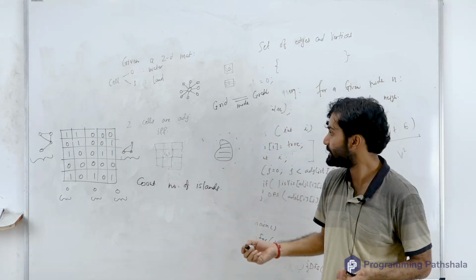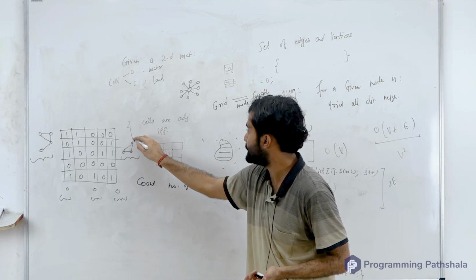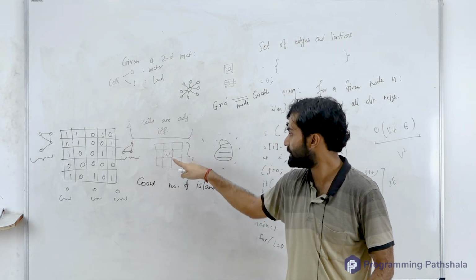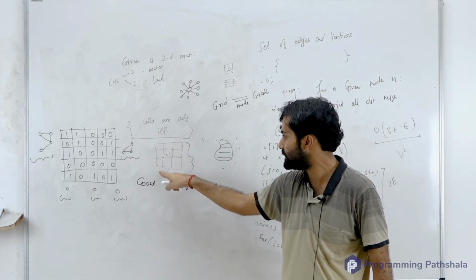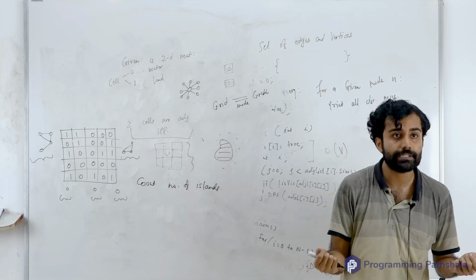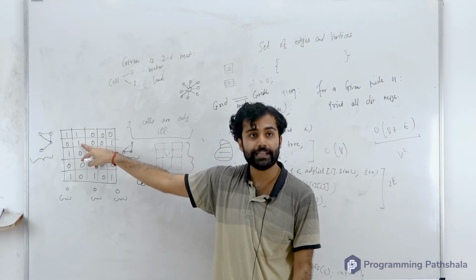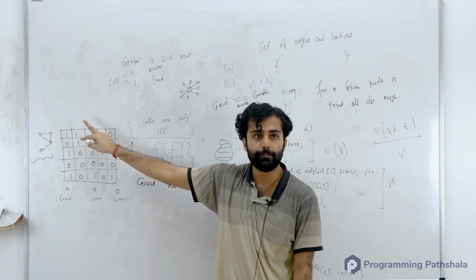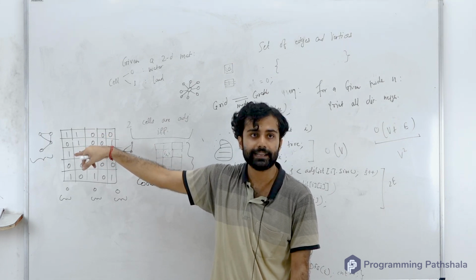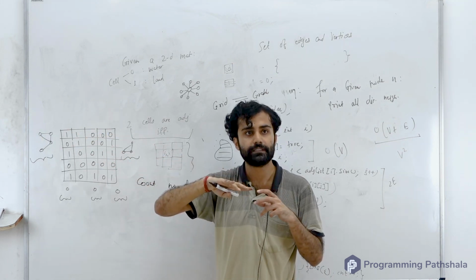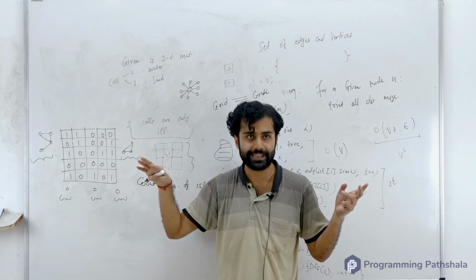Here your adjacency list is this definition: that i, j can be connected to these 8 only. So whenever you are at a cell i, j, all that you have to do is check up, down, left, right, and the 4 diagonals.